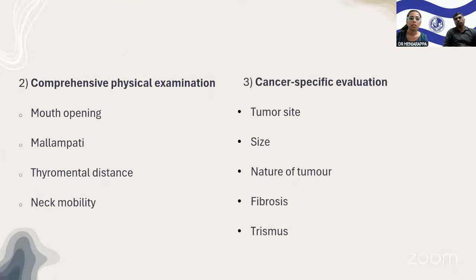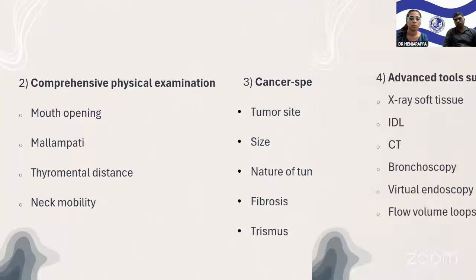And in the examination, along with the routine airway assessment, the cancer-specific evaluation: tumor site, size of the tumor, nature of the tumor. If the tumor is friable, then there will be a bleeding risk, which can increase the risk of aspiration, fibrosis, trismus. This evaluation is also important.